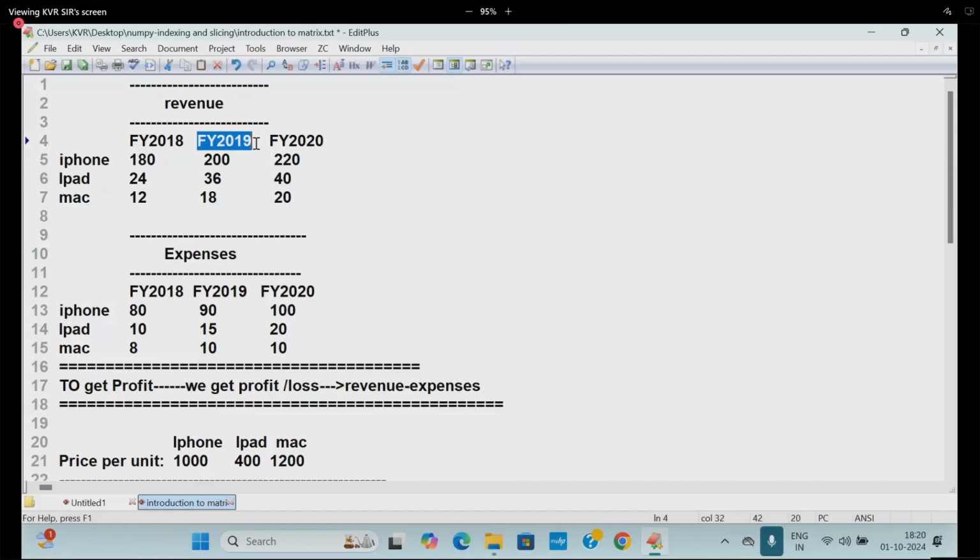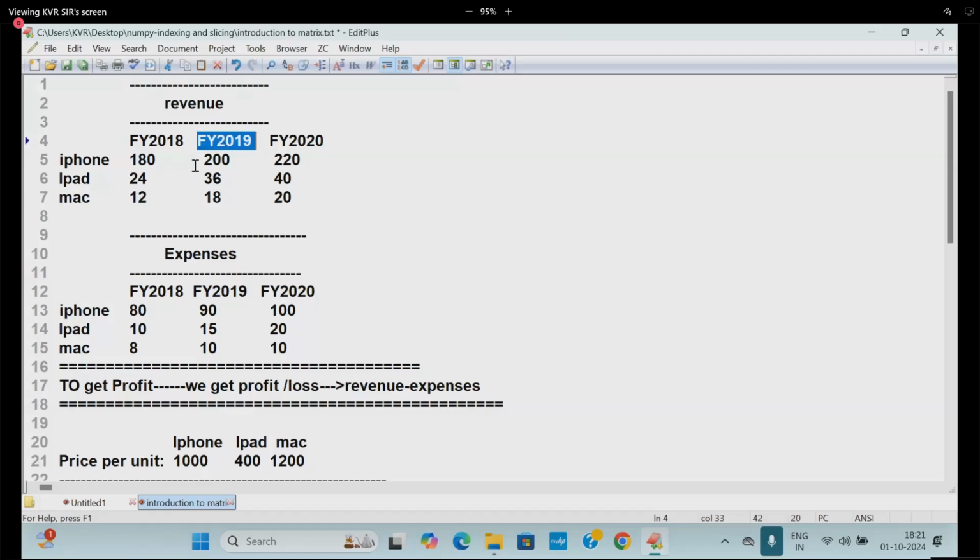And financial year 2019, 236, then 18. Next is financial year 2020, 220, 40, and then 50. You take some car showroom. Honda is a car showroom. Their revenue is on Honda City, Honda Jazz and Honda Elevate. These are different types of cars. In the financial year, they got this much revenue on City, this much on Honda Jazz and Honda Elevate, for example.